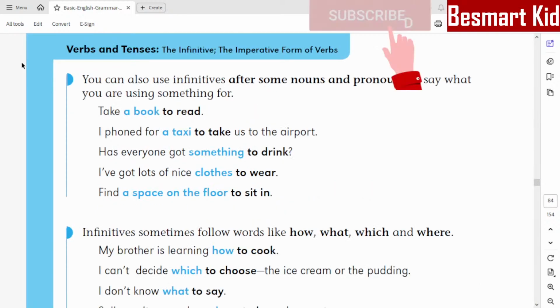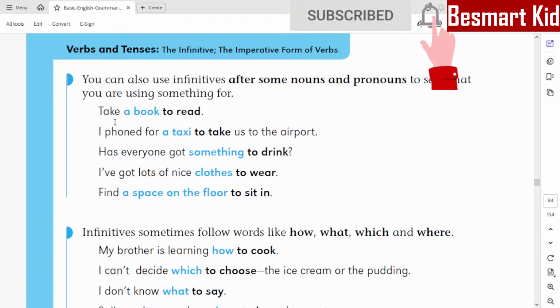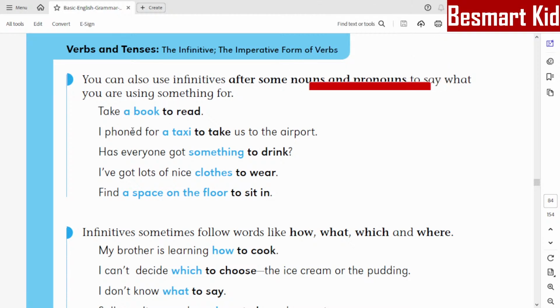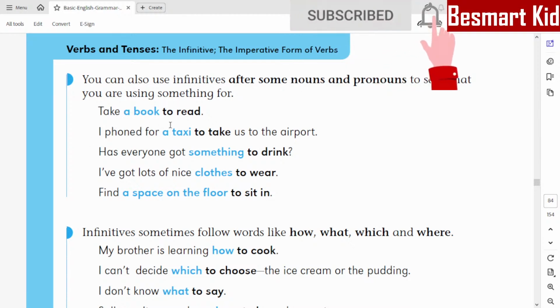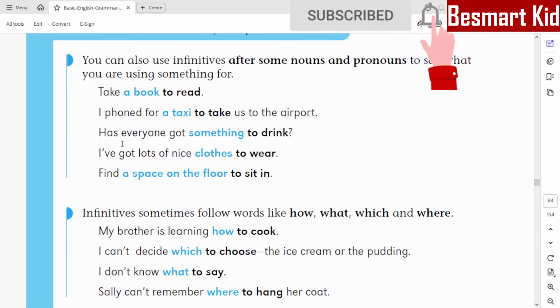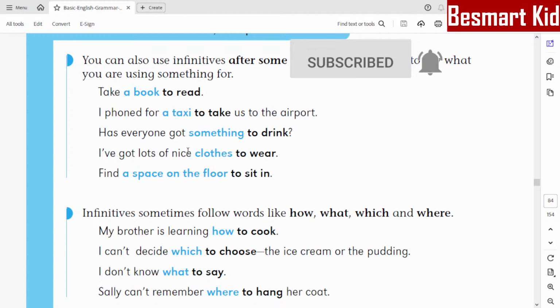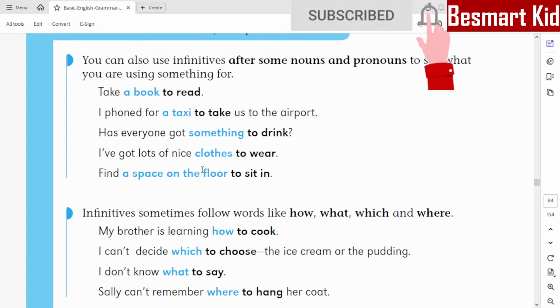You can also use infinitives after some nouns and pronouns to say what you are using something for. Take a book to read. I phoned for a taxi to take us to the airport. Has everyone got something to drink? I have got lots of nice clothes to wear. Find a space on the floor to sit in.